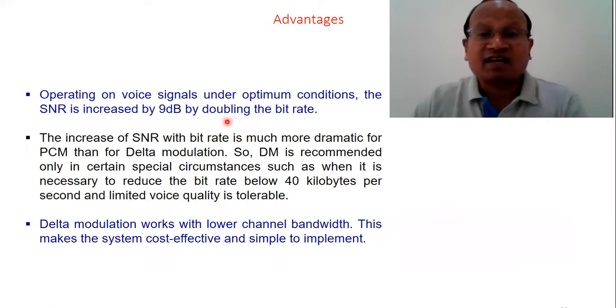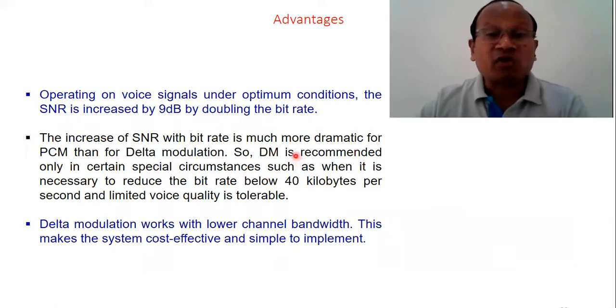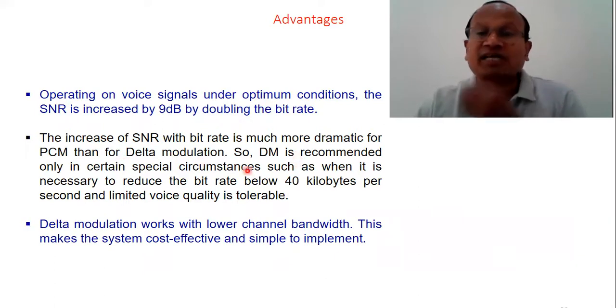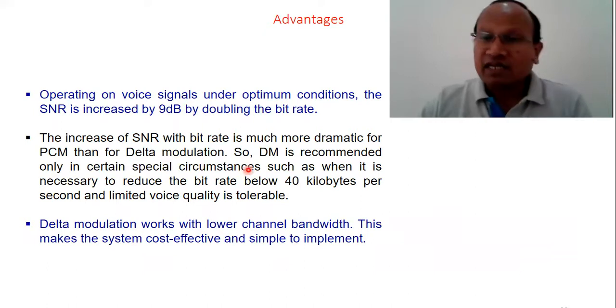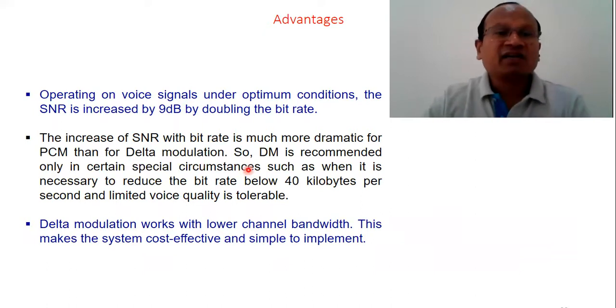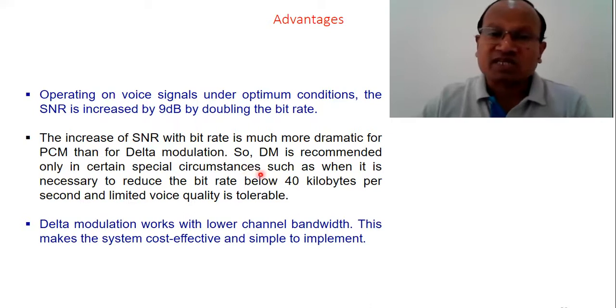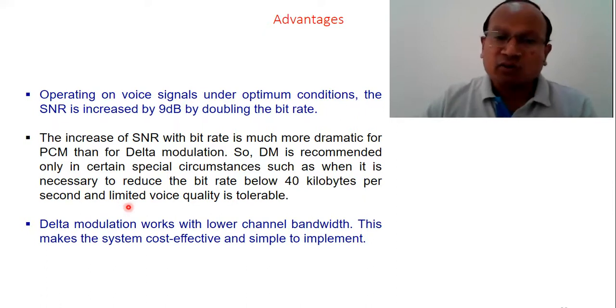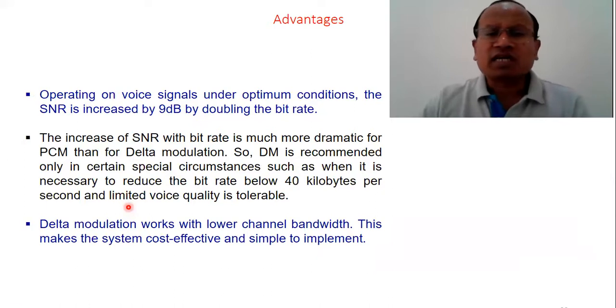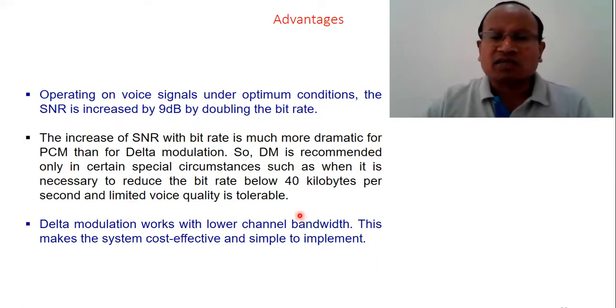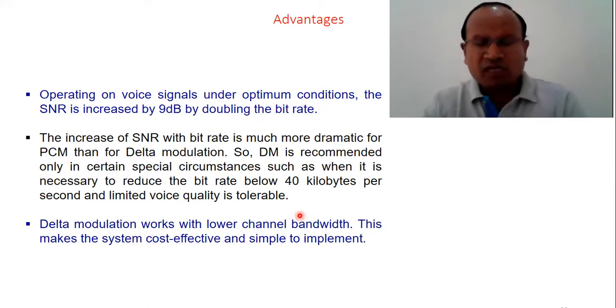The increase in SNR with the bit rate is much more dramatic for PCM than for delta modulation. So delta modulation is therefore recommended only in certain special circumstances, such as when it is necessary to reduce the bit rate below 40 kbps and limited voice quality is tolerable. Then we can use it. Delta modulation works with lower channel bandwidth. This makes the system cost effective and simple to implement.